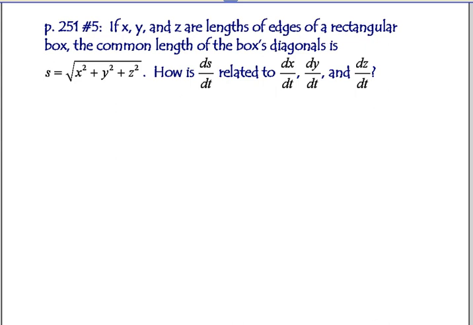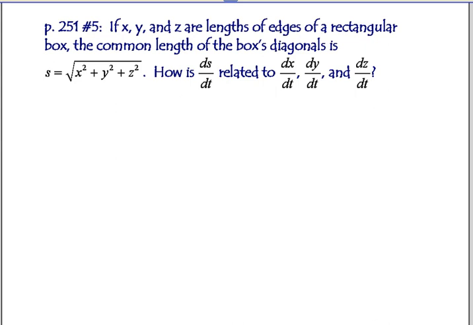Okay, this is problem number 5 of our related rates. It reads, if x, y, and z are the lengths of the edges of a rectangular box, the common length of the box's diagonal is s equals the square root of x squared plus y squared plus z squared. How is ds/dt related to dx/dt, dy/dt, dz/dt?